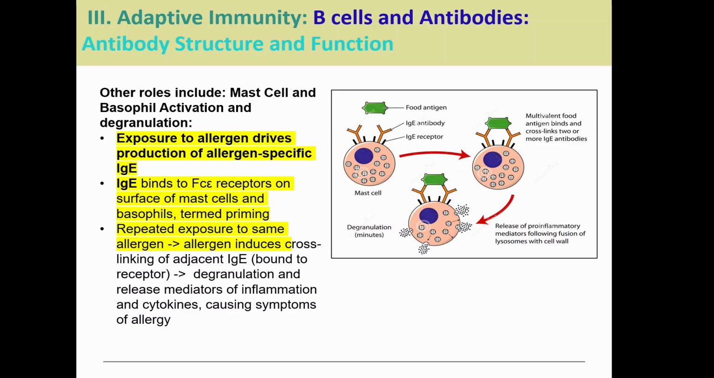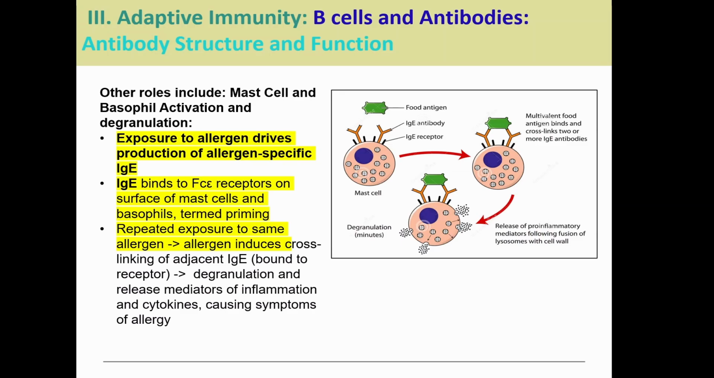Other things that antibodies can do, so we can activate the mast cells and the basophils, and this is going to trigger the release of histamine. It's also part of the allergy response. So if we are exposed to an allergen, we can then produce allergen-specific IgEs. They bind to the mast cells and basophils. This is what's called priming, and then we get repeated exposure to the same allergen. Sometimes this induces cross-linking of the adjacent IgEs.